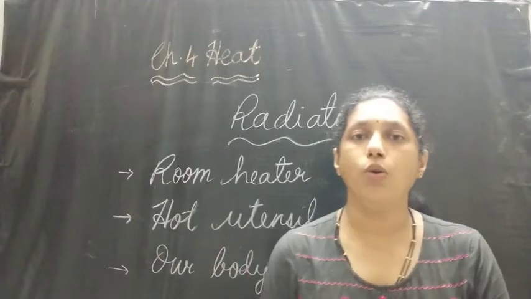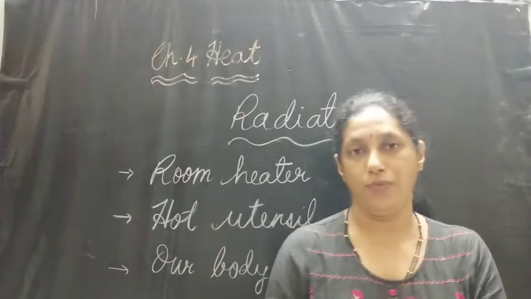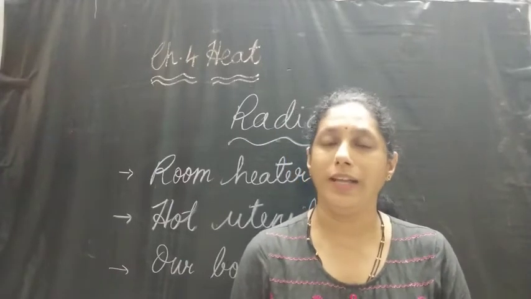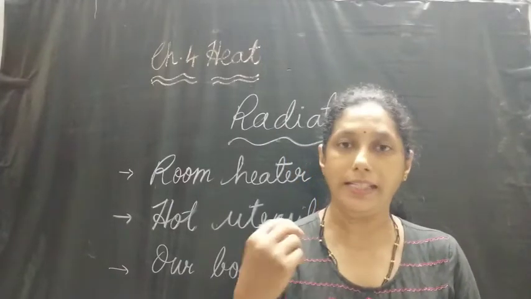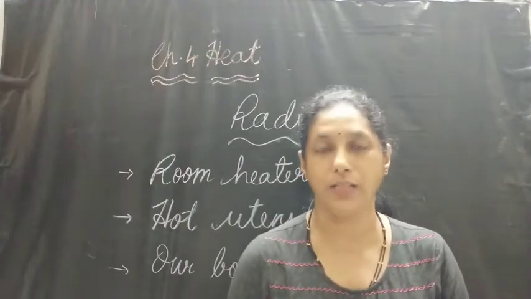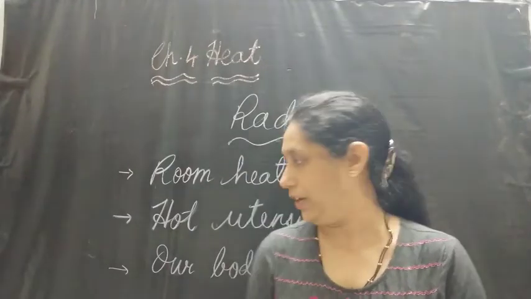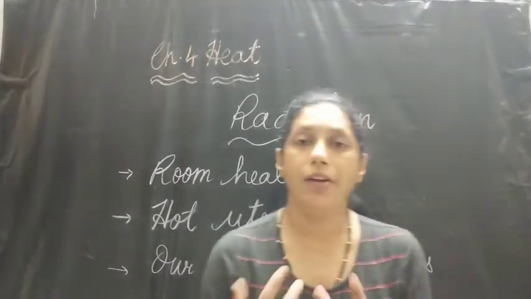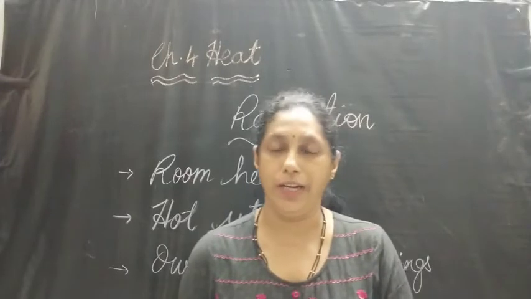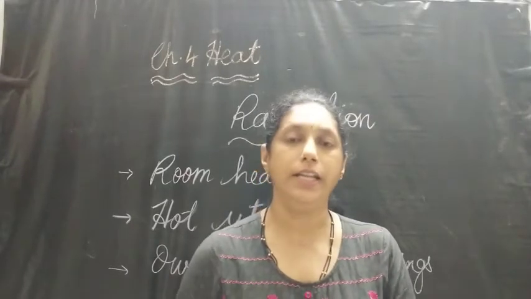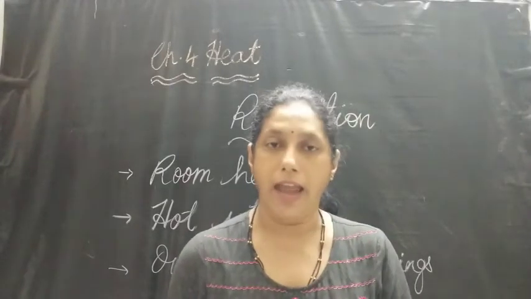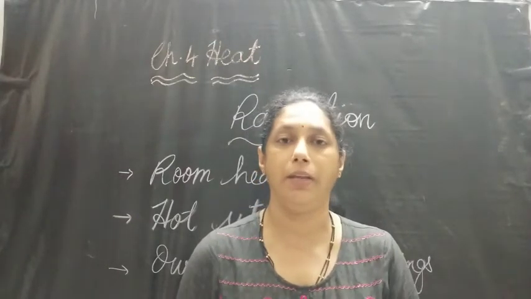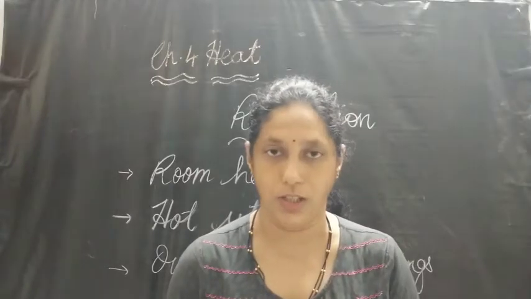When you take a hot utensil off the flame, it cools down. It is because the utensil is giving its heat into the surroundings by the process of radiation. And the third example we will discuss here is our body. Our body too shows the process of radiation. From our body the heat goes out, and from the surroundings the heat is absorbed by the body. This is happening because of the process of radiation.